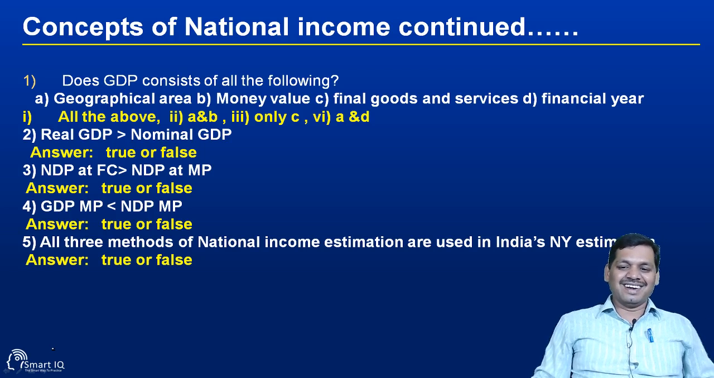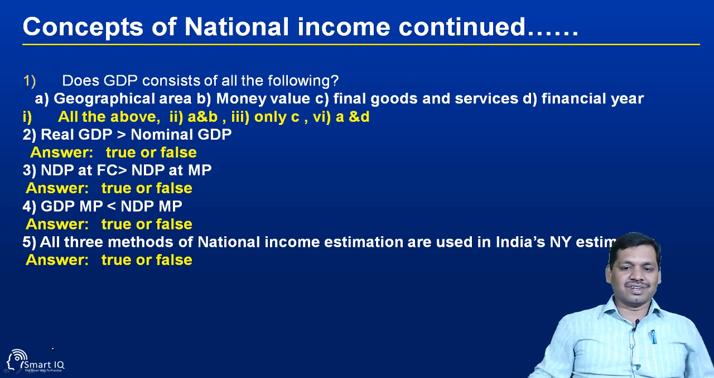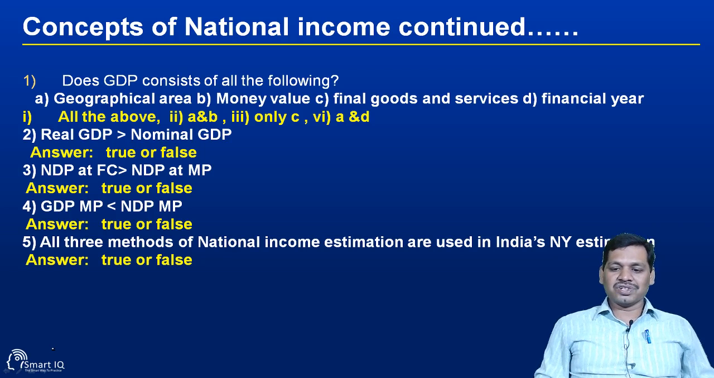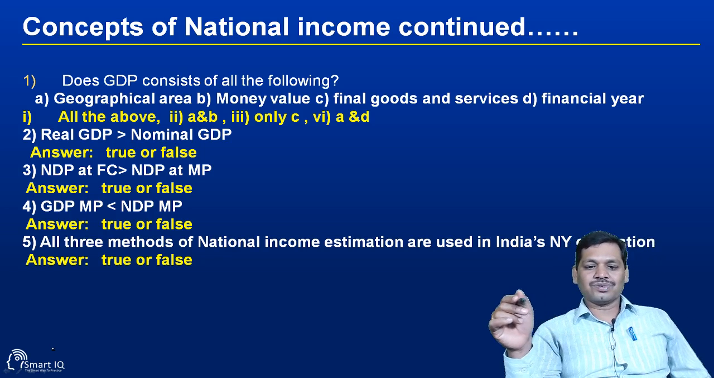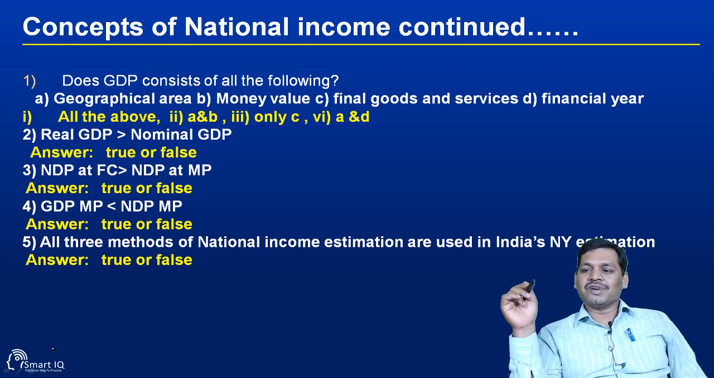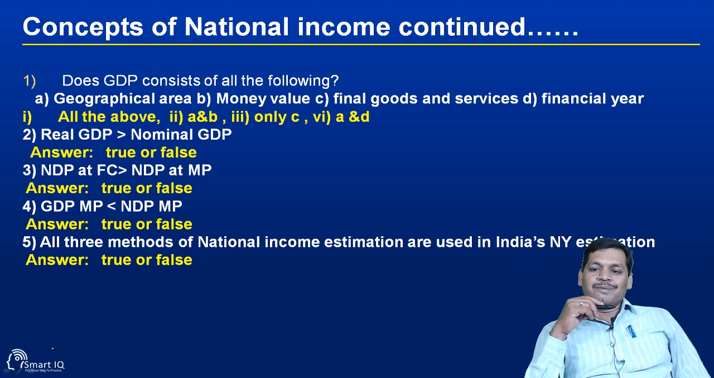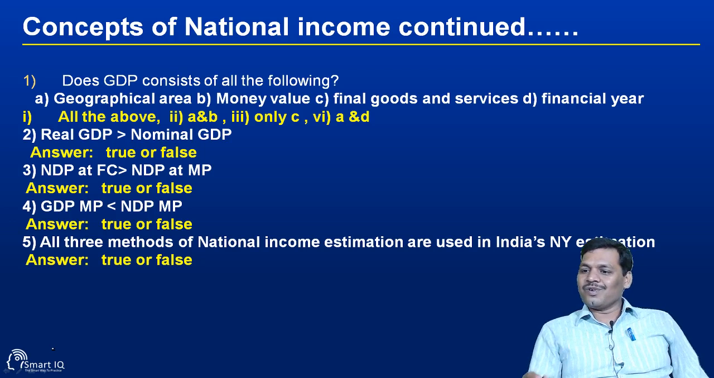I made it very simple, because in the initial days you need to cross-check, and if you were able to understand my lecture of the last 1.5 hours, it's very easy for you to discuss and answer this. There are 5 questions asked. Does GDP consist of all the following: geographical area, money value, final goods and services, and financial year? The options are: all the above; A and B, that is geographical area and money value; final goods and services only; and A and D, geographical area and financial year. Go back and lock it.